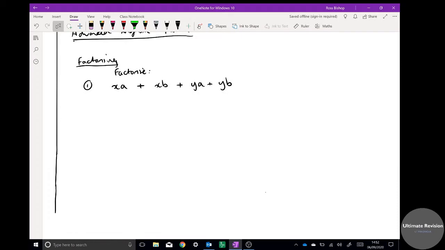The first thing I would look for in factorising is: is there a common term in every single term? So x is in the first two, but it's not in the second two. a is in, there isn't a common term in all 4. So what I have to do here is look for, okay, well I've got a common term in the first 2, so I'm going to factorise an x out there, and then I've got a common term of a y in the second 2 terms, so I'm going to factor out the y.